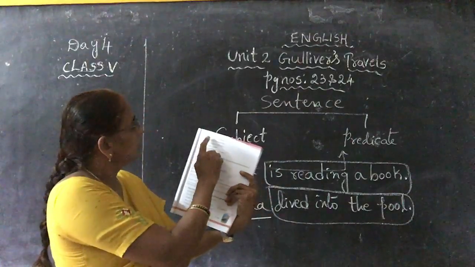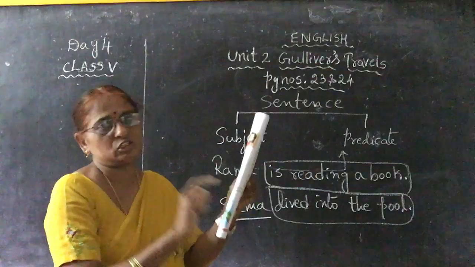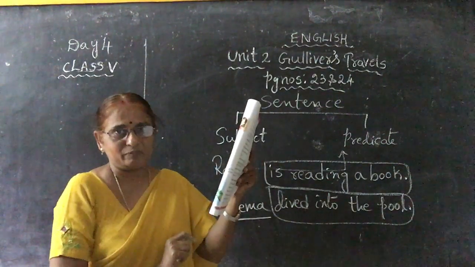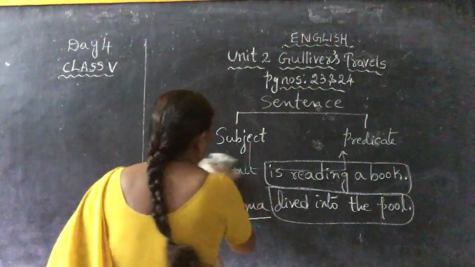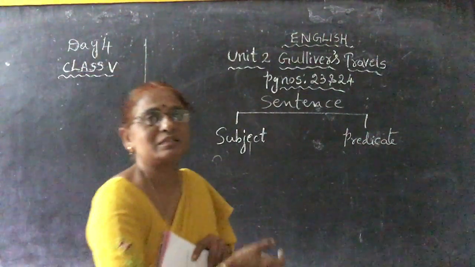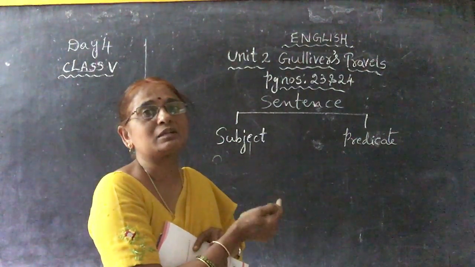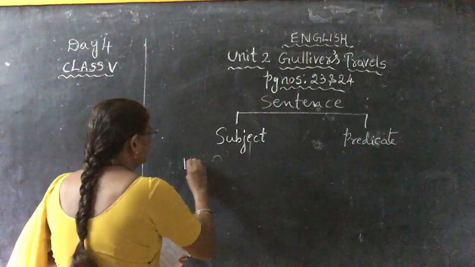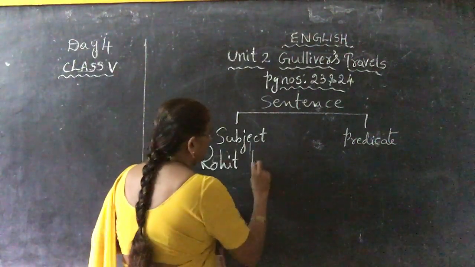Now here, how many examples are given? 1 to 8 are there, on page number 22 and 23. You do this exercise in the textbook itself. How will you do it? See number 1, Rohit has a good memory. Rohit, just write on the blackboard. Understood now? Seema dived into the pool. Seema is the subject, name of a girl. Dived into the pool is the predicate. Telling more, telling Seema's work, comes under predicate, children. See number 1. Rohit has a good memory.